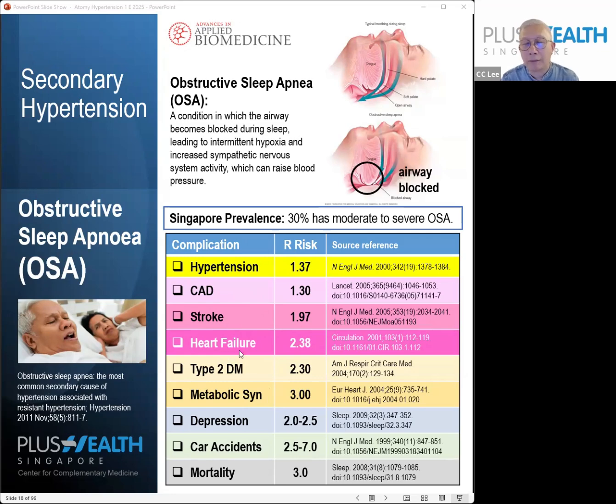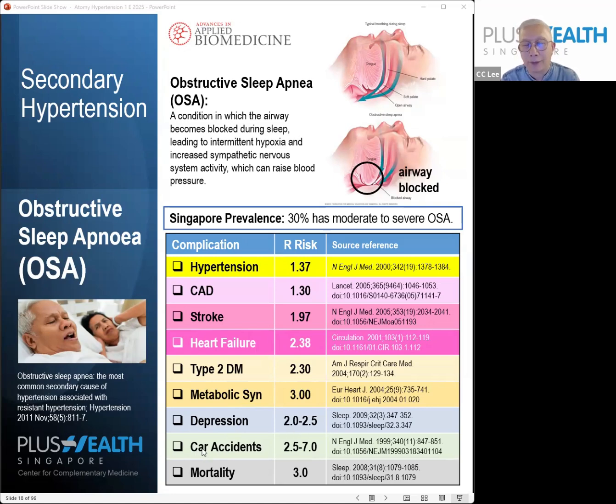Now, the risk of having heart failure is 2.38 times. It's even higher than the stroke. The risk of suffering from type 2 diabetes is 2.3. And the risk of suffering from metabolic syndrome, which means a diabetic condition plus either hypertension or a lipid disorder, is 3 times. Then the risk of having depression is about 2 to 2.5 times.